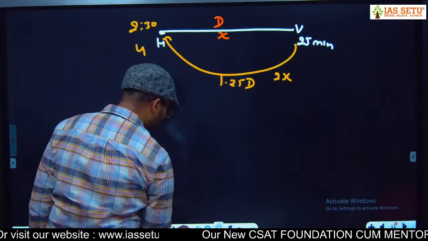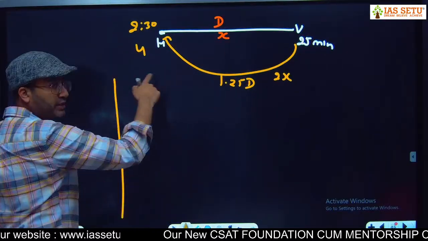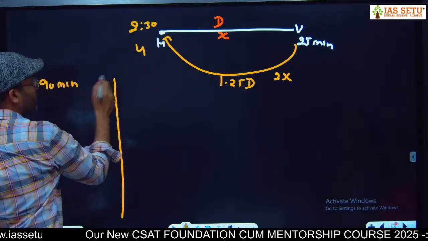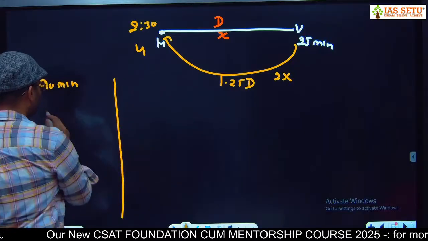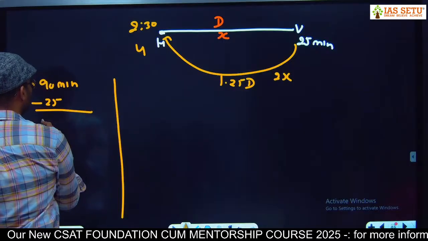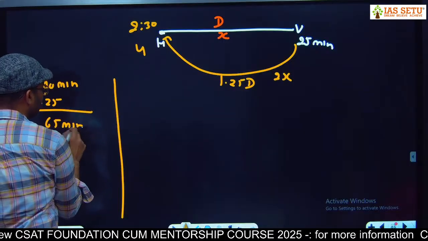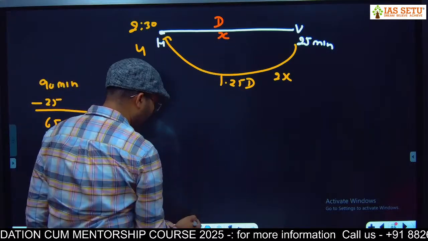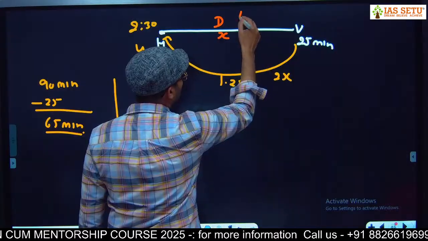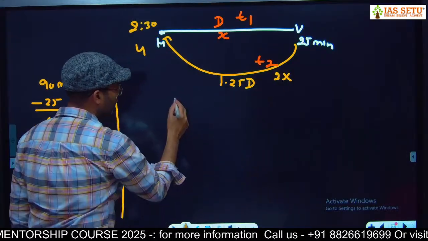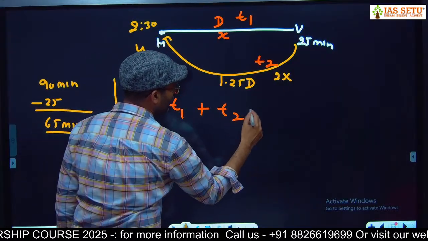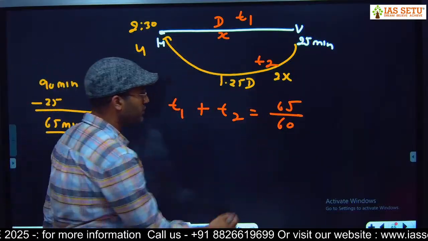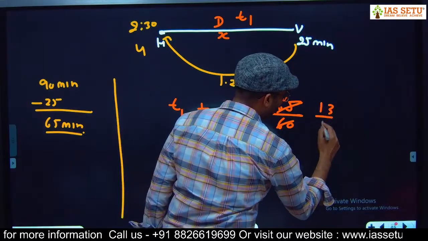So here step number 1, how much total time you have taken? 90 minutes, 1.5 hour. But out of 90 minutes, 25 minutes is your rest time. So it means 65 minutes is your traveling time. You take time T1, T2. जाते हुए टाइम लगा T1 and you come back, you take time T2. So you write T1 plus T2 is 65 minutes, better convert in hour, which is 13/12.